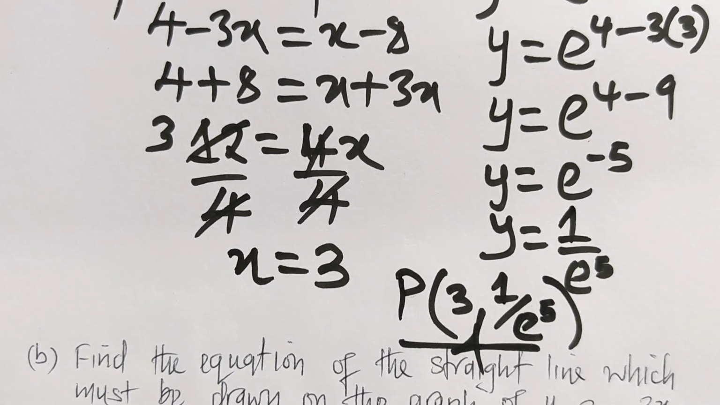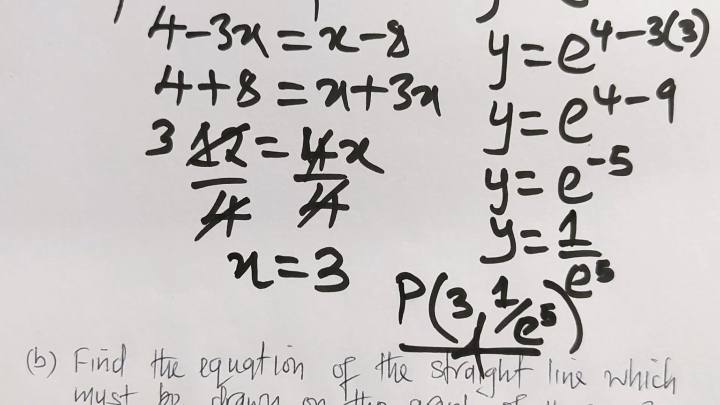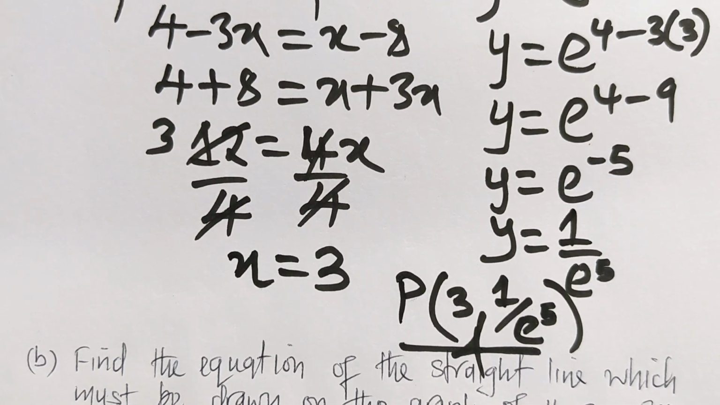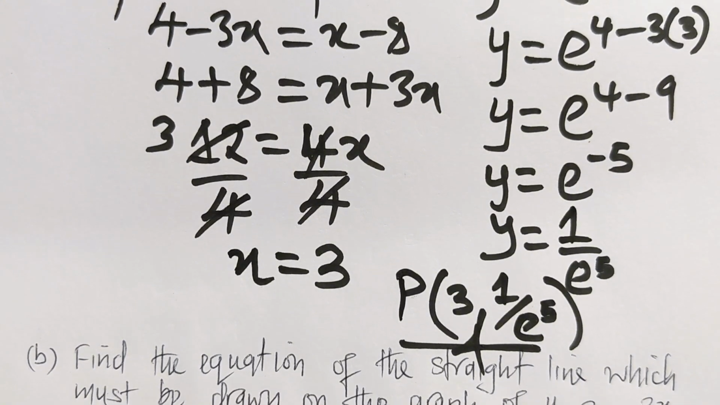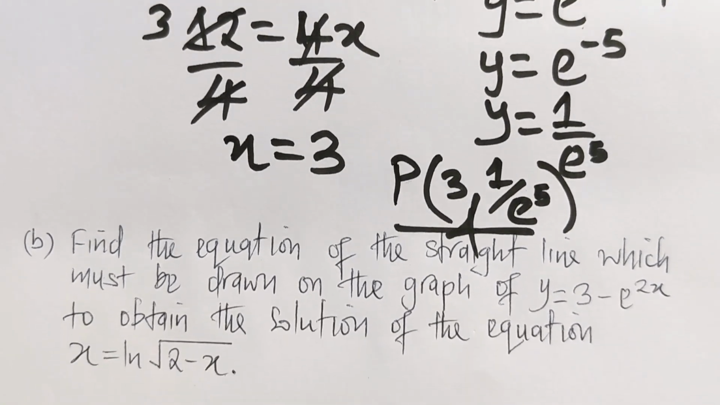3, comma 1 over e to the power 5. Okay, so now moving on to the next part, B.